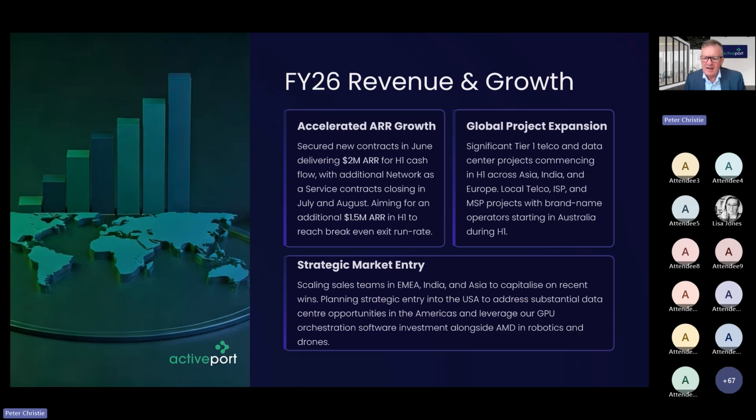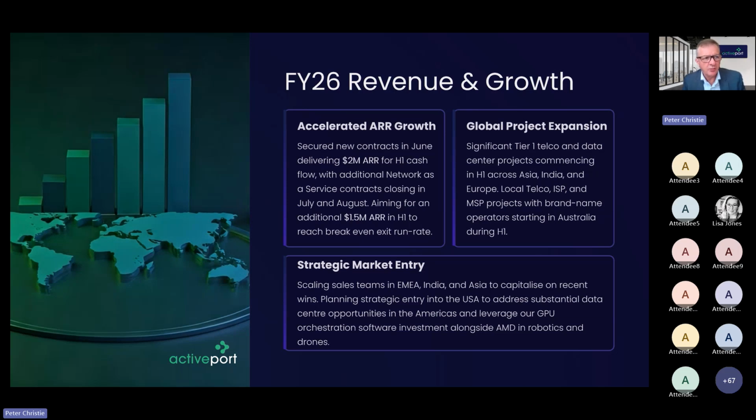And then we're considering how we enter the US. The US is a fantastic market. If I look at some of our peers like Megaport, where two-thirds of their revenue now comes from the US, we'd be silly not to try and tackle the market ourselves since we operate in similar spaces. And so we're considering ways that we can do that in a cost-effective manner, and also leverage some of our GPU capability.